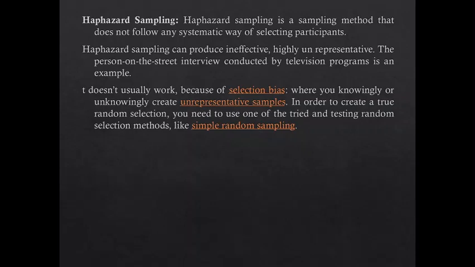The haphazard, as its name shows, is a method which is highly non-representative, and it does not follow any systematic way of selecting individuals. Haphazard sampling can produce an ineffective, highly unrepresentative sample, and it is not always used. It is used under special circumstances. The best example of haphazard sampling is a person on the street who interviews any person who is in the way and is chosen for a street interview. That's why this sampling technique suffers from high selection bias, and it gives a very unrepresentative sample.